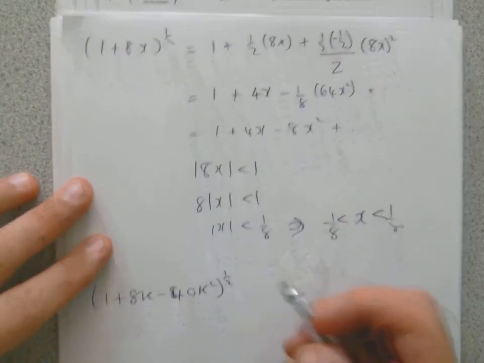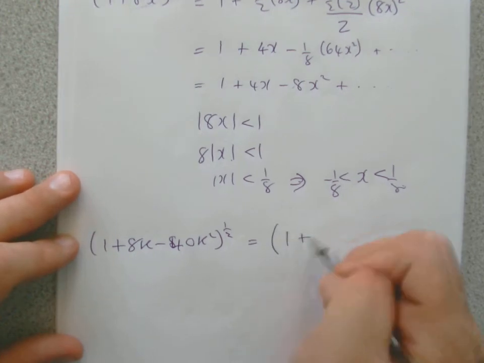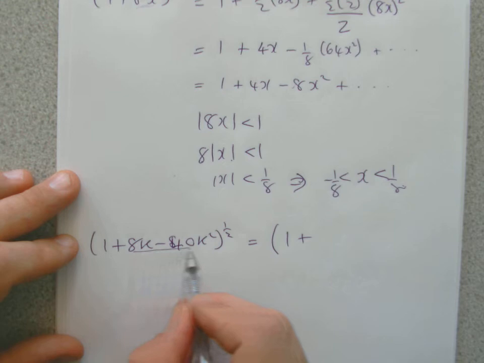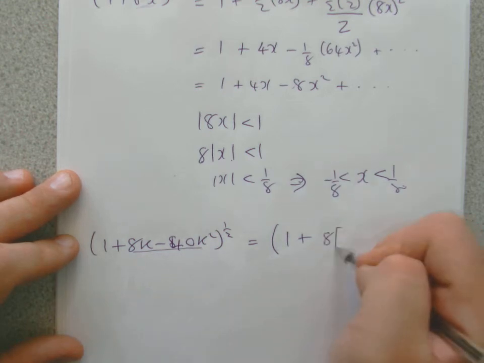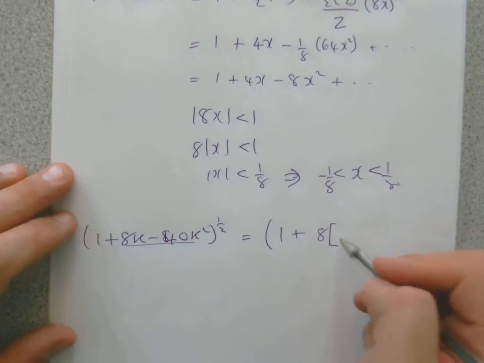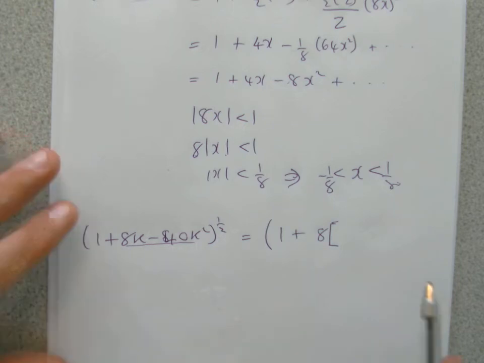So what I'll do is I'm going to factorize inside this bracket. So I'm going to have 1 plus, and I'm going to factorize these 2 terms here. And all I'm going to do is take 8 out. I'll put a square bracket to make it clear. You might be wondering, well, k is a factor as well. Why don't you take k out? Well, I'm not going to do that.